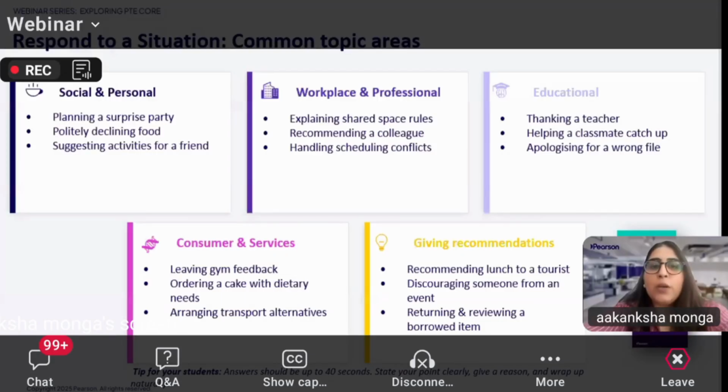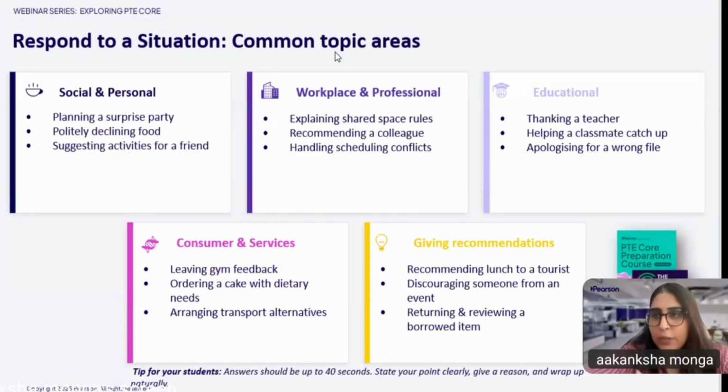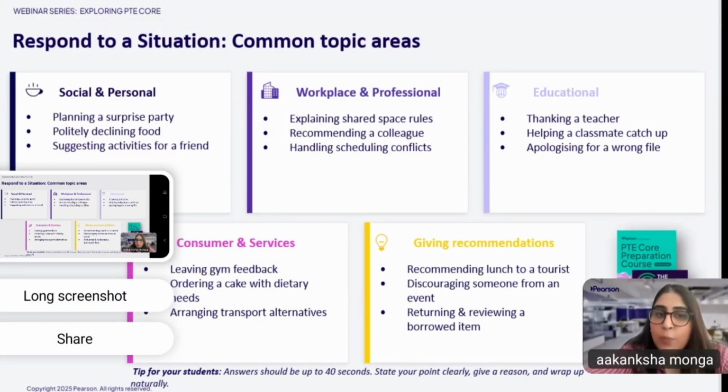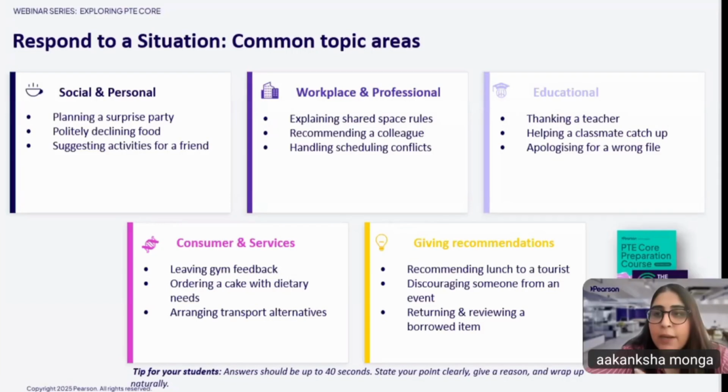Let's move on and take a look at the common topic areas for this question type. For respond to a situation, your students will commonly see topics in these 5 clusters. Topics could be either social or personal. They could be workplace related and professional. They might be educational. They might be related to being a consumer or serving somebody in terms of consumer goods and services. And finally, they might be related to giving recommendations to someone or asking for recommendations from someone.